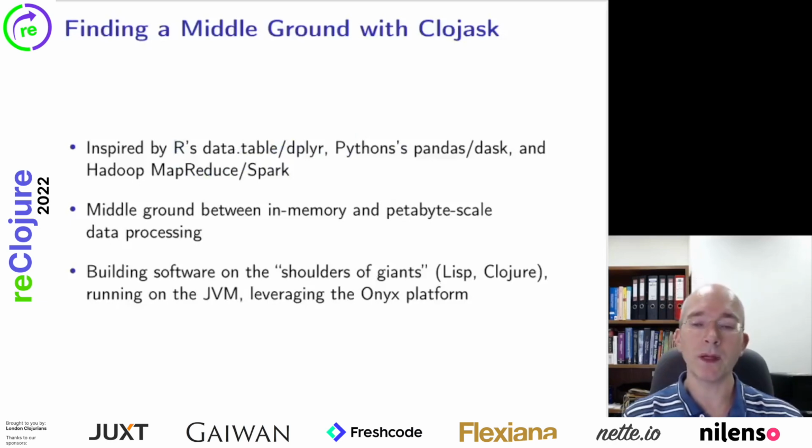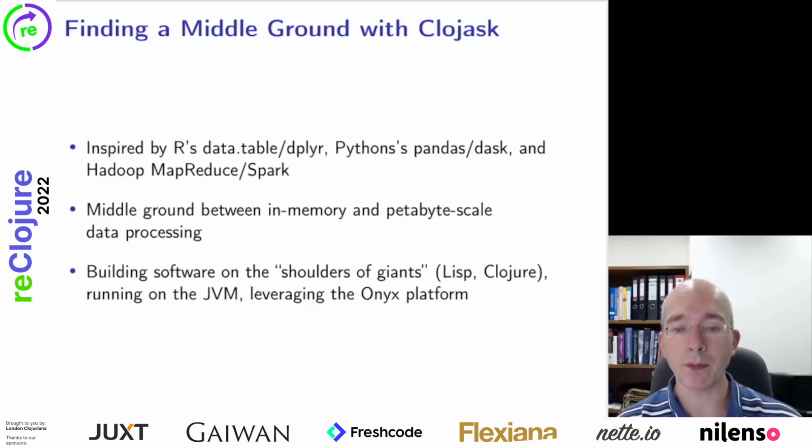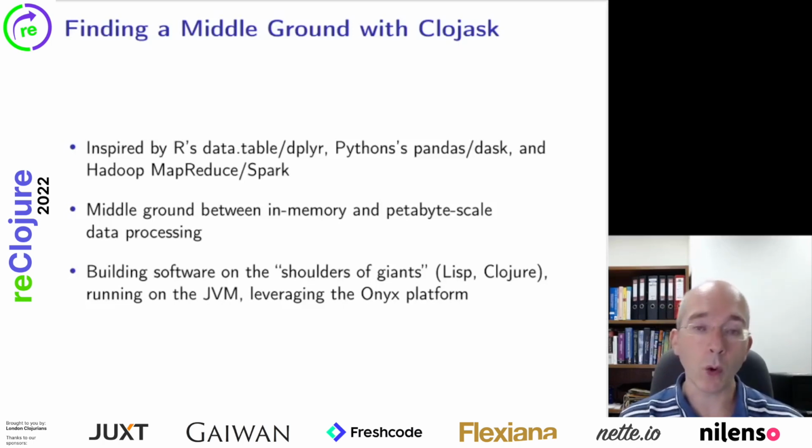So most of you are familiar with data.table or dplyr in R, pandas or Dask in Python, and Hadoop MapReduce in Spark. Broadly speaking, those libraries or frameworks can be categorized into two different groups. The first one is in-memory data processing, where you hold the whole dataset in computer memory. The advantage is that it's fast, but the disadvantage is that your dataset cannot be too large because it has to fit into computer memory.